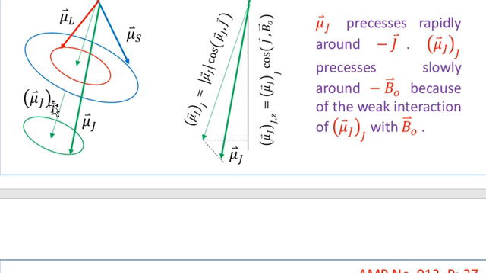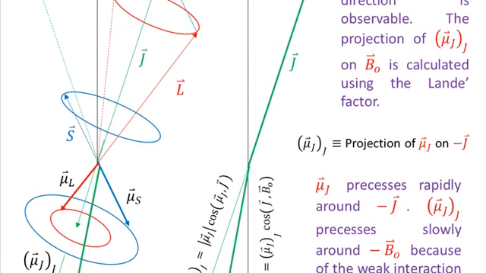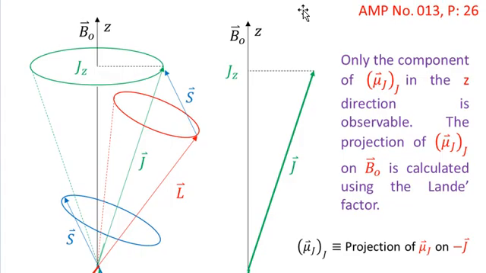So let's calculate the component of this mu jj in the direction of the applied magnetic field, which you may call the z component. In order to calculate that, you need to use this figure. Actually, this figure contains a simplified part of the figure on the left.